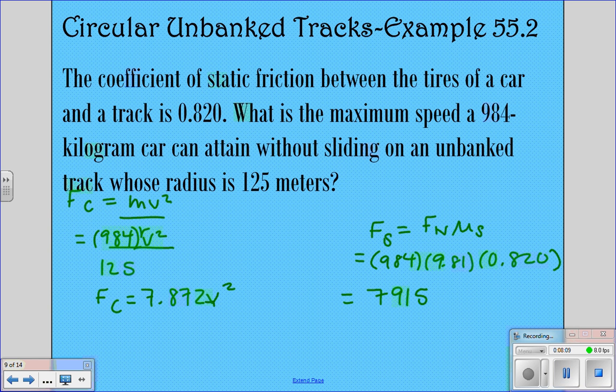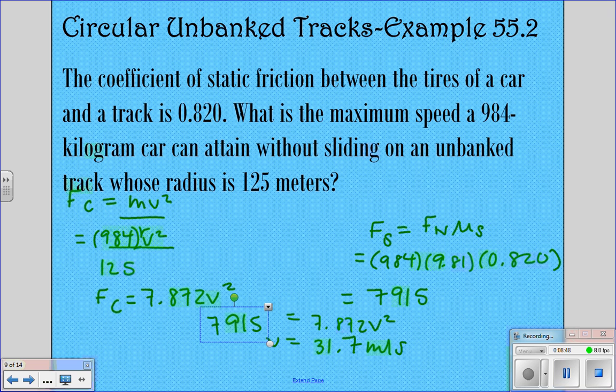So we have 7,915 equals 7.872 velocity squared. And so if you solve for your velocity, you should end up getting 31.7 meters per second. And we have 3 sig figs, and so that's why we go to 31.7. Okay, so that's how you deal with unbanked tracks. Your centripetal force is just going to equal your static friction.